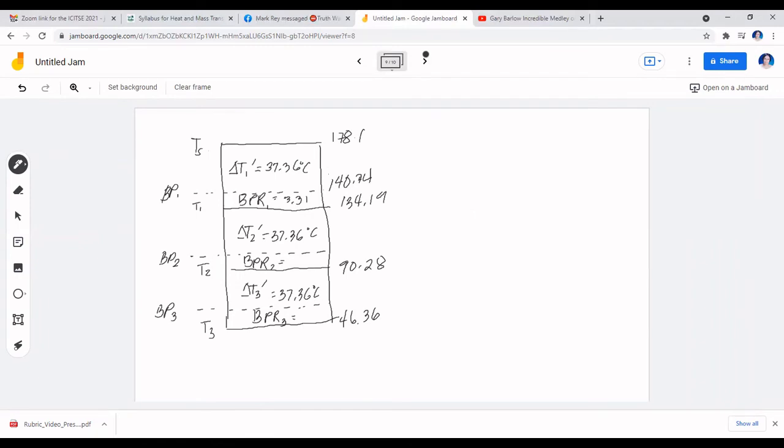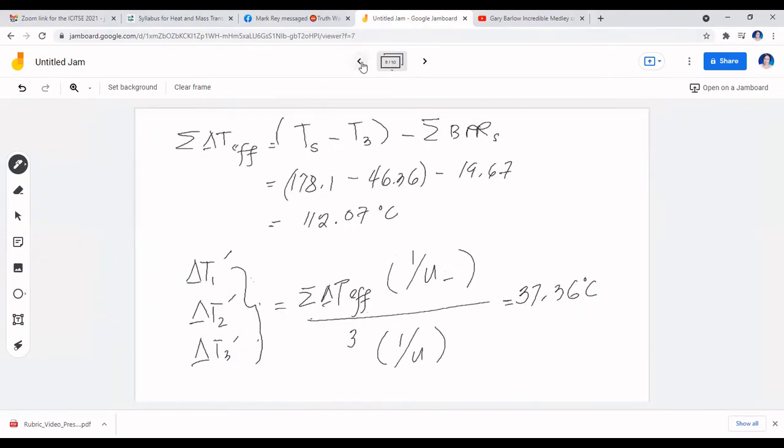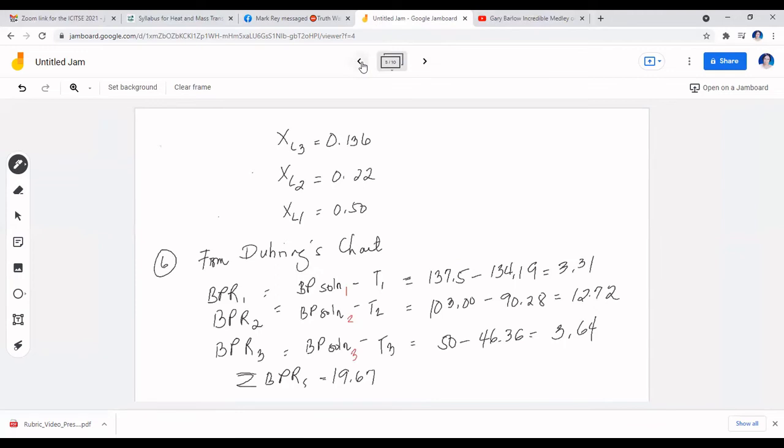Okay, then is this your true temperature already? 134.9. If you go down from 178.1 using this delta T1 prime, you have 37.36 as your delta T effective. So that will give you the boiling point of your solution to be 140.74. Is this right, class? 178.1 and 37.36, 140. Your BPR in effect 1, did I get it right? So 3.31.